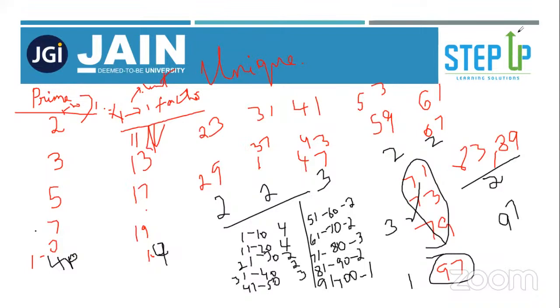Any doubts still here? Yes, any doubts? 91 is not a prime number. 13 multiplied by 7 is 91. Clear with that? So 91 is not a prime number. Did you get that? Did you get it? Yeah.